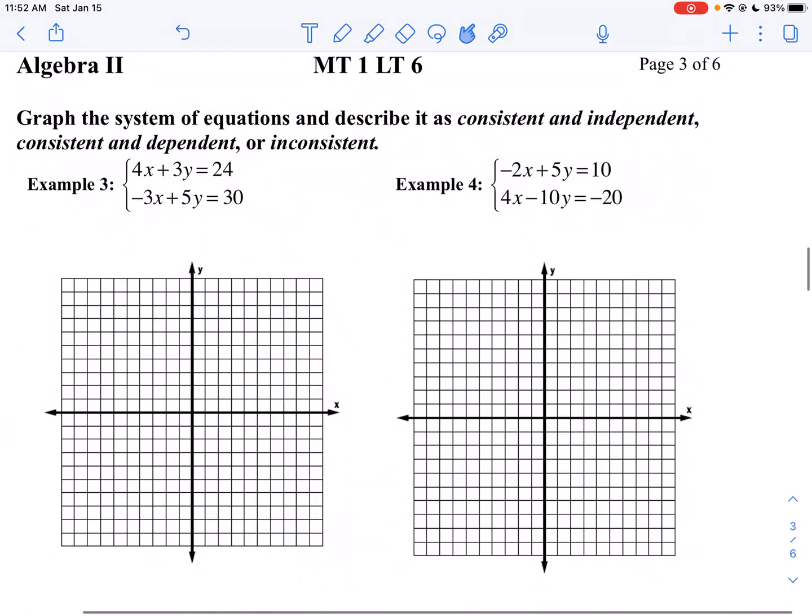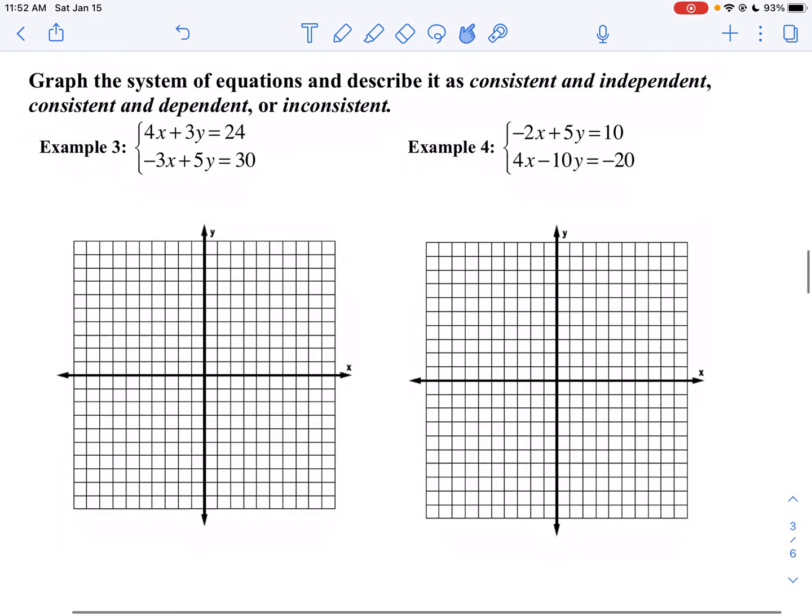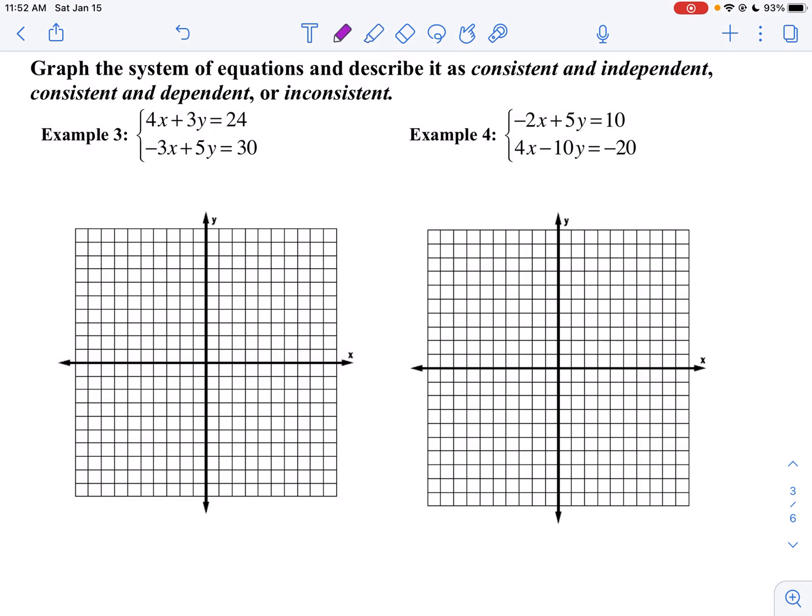I'm going to do 4x plus 3y equals negative 24. And once again, I think I'll do my x and y intercepts because it's written in standard form. So I'll start with my first equation. I'll say my x-intercept. That is going to be 4x equals 24. So x equals 6. So what I'll do is I'll go over 6 on my x-axis.